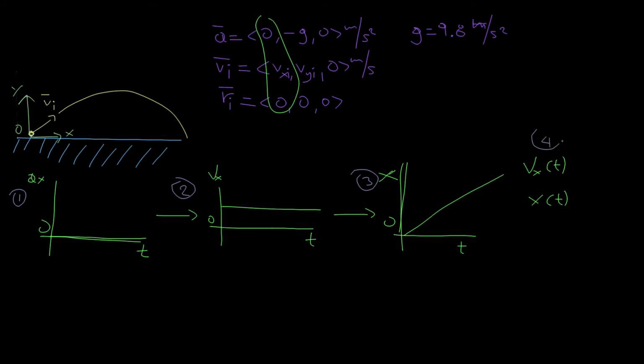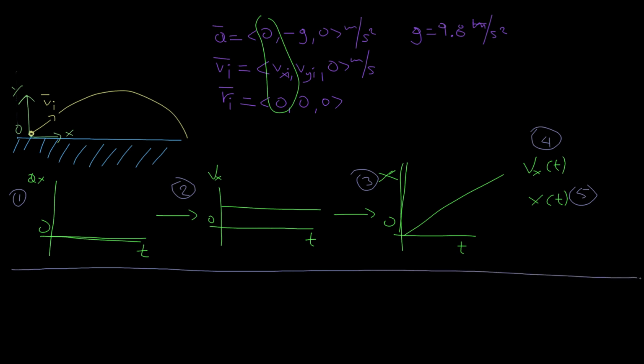Step number 4, we use the acceleration graph to get the velocity equation in the x direction. Step number 5, we use the velocity graph, this one, to get the position equation in x. So this process will give us the two equations of motion, position and velocity, in the x direction. Now we will do the same thing in the y direction. So now I'm going to use these numbers to predict the motion in the y direction.